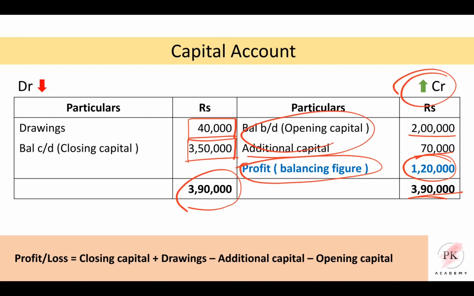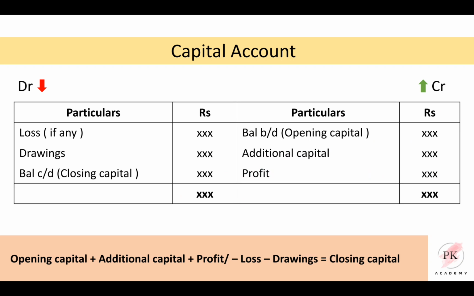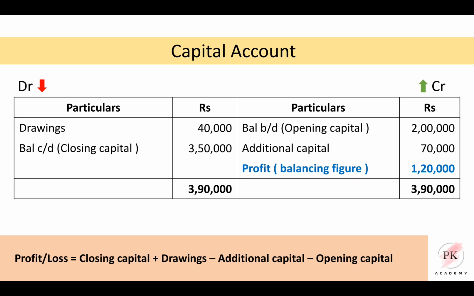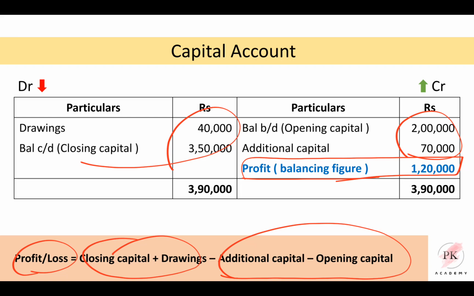Okay, you get it? So what we are doing here is we'll add closing capital first, then add drawings, then subtract additional capital and opening capital, which gives me profit. So the formula we are getting is, profit is equal to closing capital plus drawings, we'll add these things, minus additional capital and minus opening capital, which will give us the answer as profit.